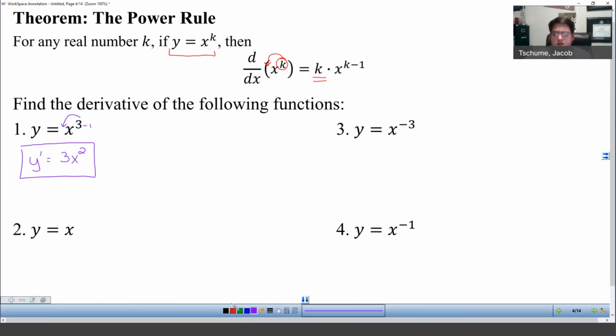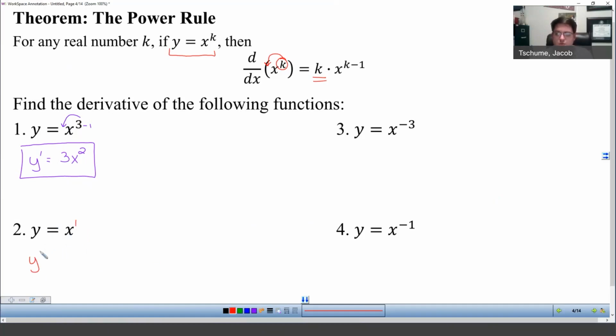A weird one falls in number 2. Number 2 says, what is the derivative of y equals x? Well, we're going to see this one a lot, so let's pay attention to it. When you see x, hopefully y'all remember that x is the same thing as x to the first power.